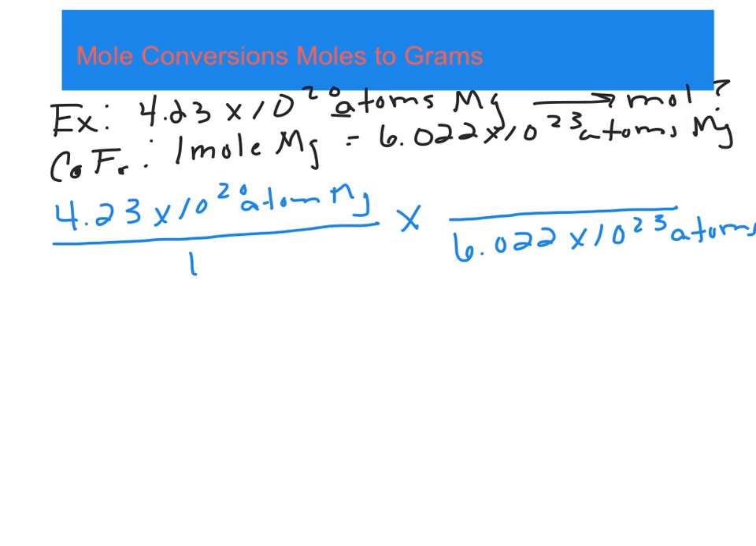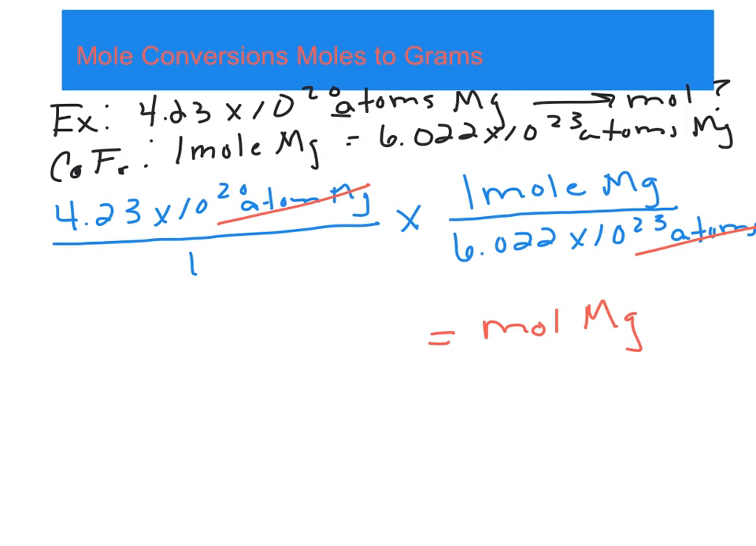And if atoms are on bottom, moles have to go on top. There it is, mole of magnesium, right? Okay, so if I put those in there, what's going to happen to atoms of magnesium? Well, the atoms are going to cancel out, right? If atoms cancel out, then what's the only unit left? Well, the only unit left here is going to be moles of magnesium, and that's exactly where we want to be, all right?